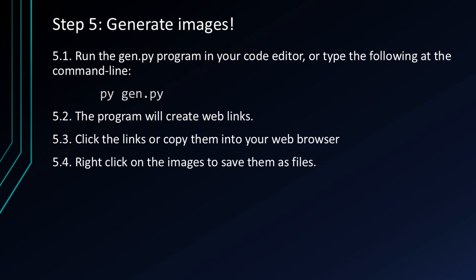From a command prompt, you can type in py space gen.py and that'll launch, or you can run it from your code editor. The output of the program will be web links, and you can copy those links into your web browser. Each link should bring up an image. Your images won't stick around too long on OpenAI servers, so make sure if you like an image that you right-click on it and hit Save As and save a copy on your computer.